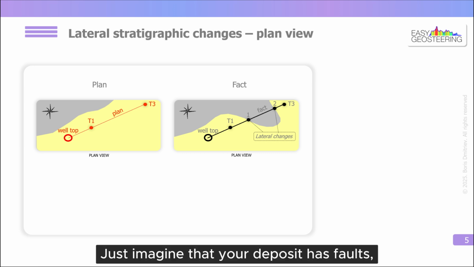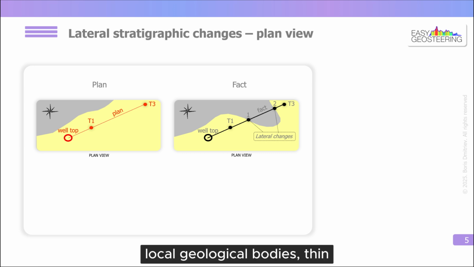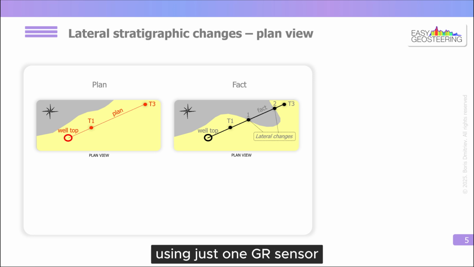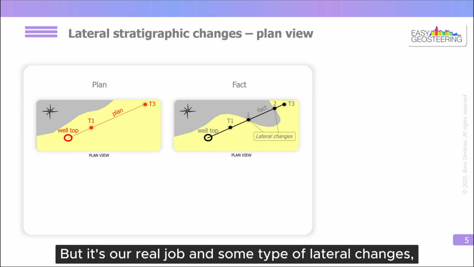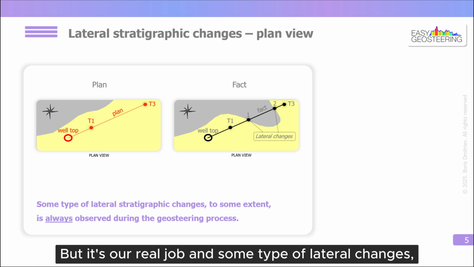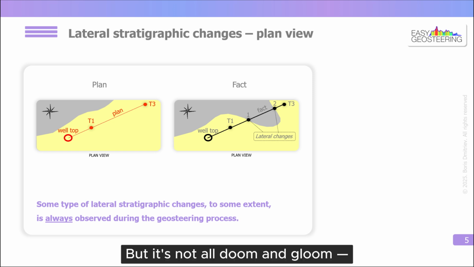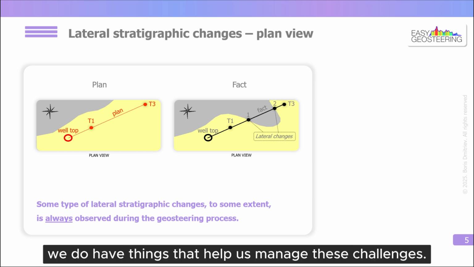Just imagine that your deposit has faults, local geological bodies, a thin and non-continuous target layer with different properties, and you're responsible for drilling inside the reservoir using just one gamma ray sensor 15 meters from the bit. Sounds challenging, right? But it's our real job, and some type of lateral changes to some extent is always observed during the geosteering process. But it's not all doom and gloom. We do have things that help us manage these challenges.